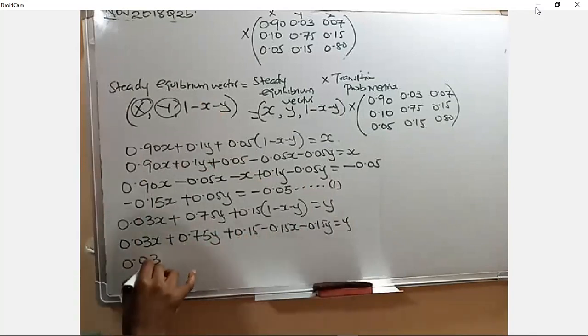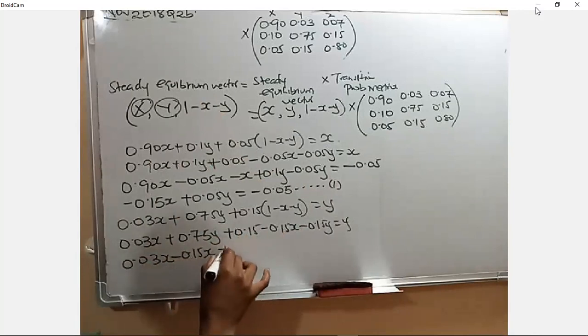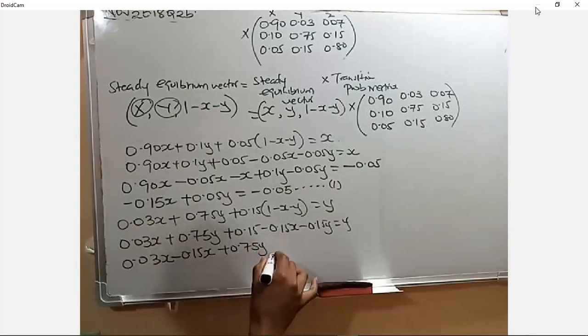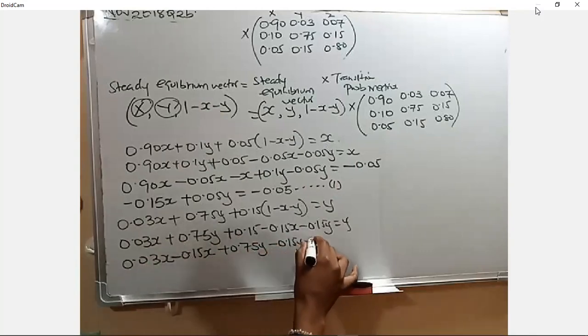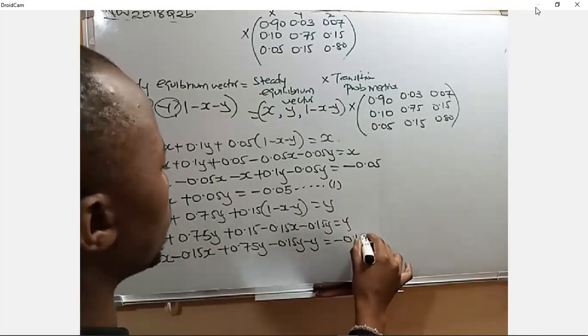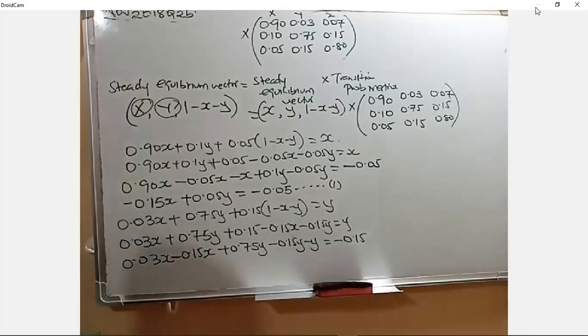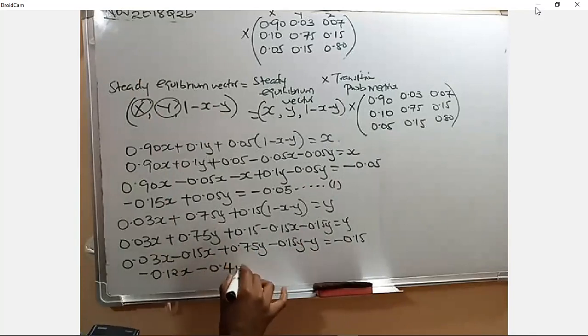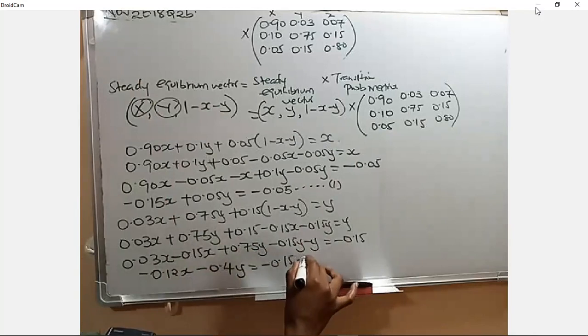So 0.03x, do we have any other x? Minus 0.15x plus 0.75y minus 0.15y minus y. We're going to be getting negative 0.15. Let us take these x's to the same: 0.03 minus 0.15, getting negative 0.12x. What about y? 0.75 minus 0.15 minus 1, getting negative 0.4y, which should be equal to negative 0.15. This is my second equation.